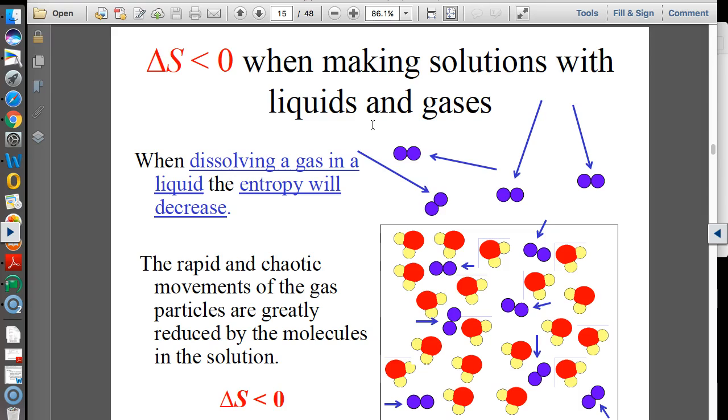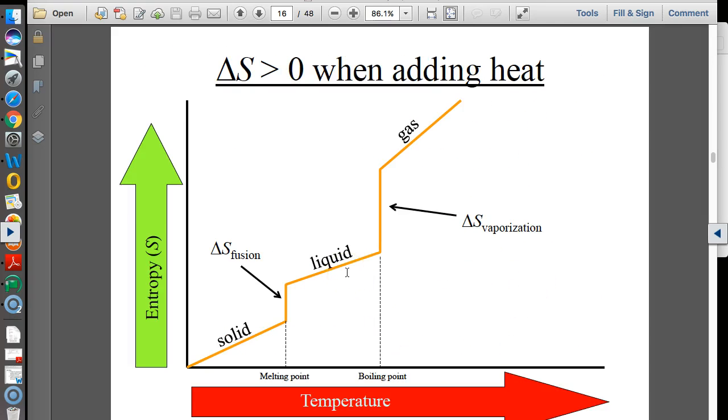Because you're basically taking something gas phase and making it aqueous, and aqueous is going to be more ordered. So lots of possible arrangements, limited possible arrangements. When you add heat, obviously that's going to increase entropy because the molecular motion will increase, because temperature is defined as average kinetic energy. So if you have more energy, you can have more movement, and then you have more possibilities for arrangement. Do you see how I'm saying the same thing over again?